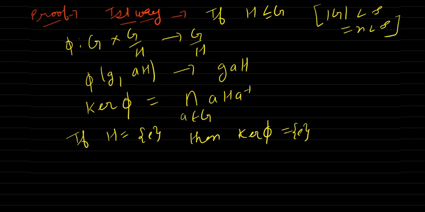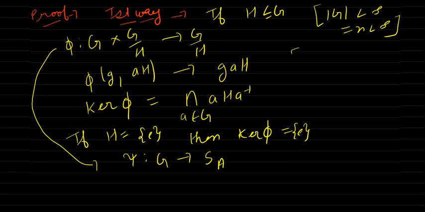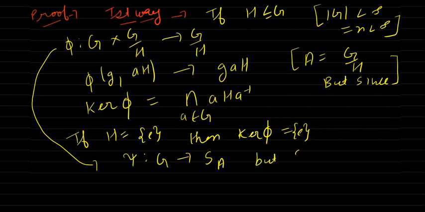Since the kernel of phi is the identity, then corresponding to this phi, as we defined, we have psi from G to S_A. And here A is actually G/H. But since, okay, let me write it here.